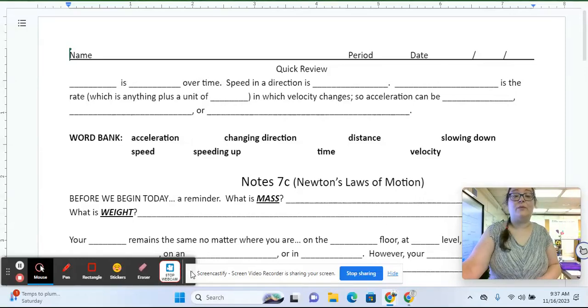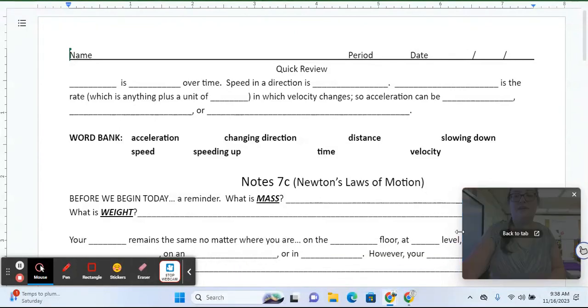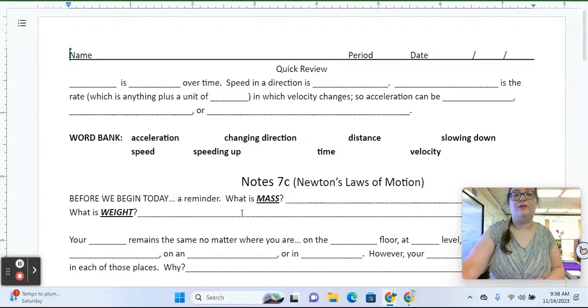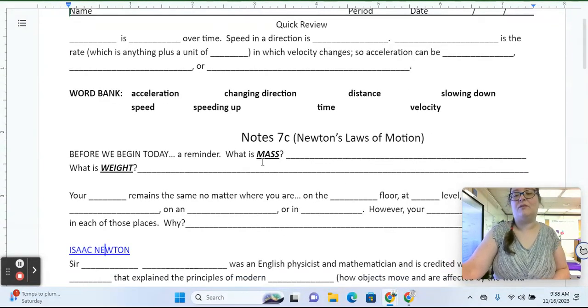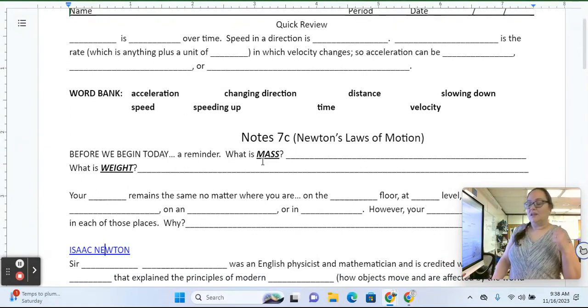Hello, welcome back. Today we are doing notes 7C on Newton's laws of motion. I want you to take a minute to complete the quick review at the top of the page if you haven't done that already. If you haven't done that yet, pause the video, fill that in, and then come back to get these answers. Here we go.